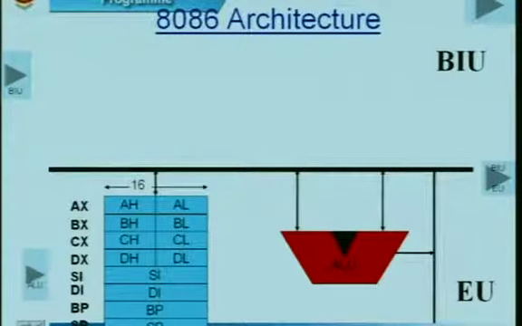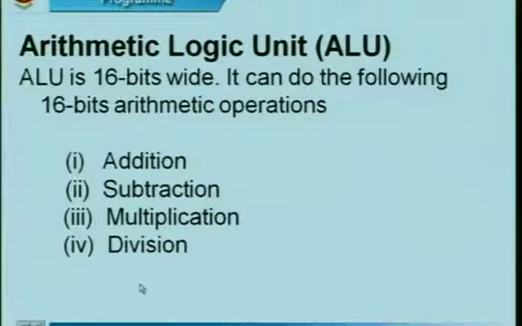So, let us look into the different operations that are done by this arithmetic logic unit. Arithmetic logic unit is 16 bit wide. It can do the following operations on operands either from the memory location or from the registers: addition, subtraction, multiplication and division. So, the numbers that it can really work on are unsigned binary numbers, signed binary numbers which we call integers, unsigned packed decimal numbers, and unsigned unpacked decimal numbers.